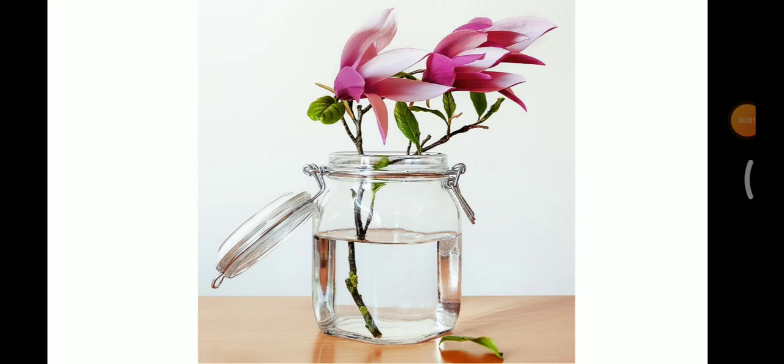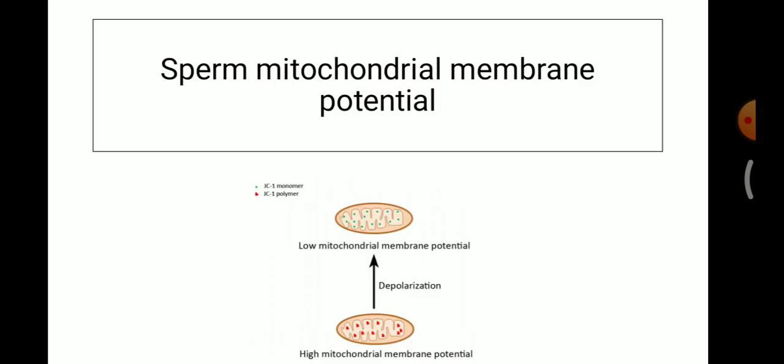Hi, in this video we will try to understand sperm mitochondrial membrane potential. So, this is the figure. For now you just understand that low mitochondrial membrane potential is observed using JC1 stain, which shows green in color, and high mitochondrial membrane potential is shown in red color. Everything we will be discussing in the upcoming slides, the JC1 is for the confirmation of mitochondrial membrane potential.